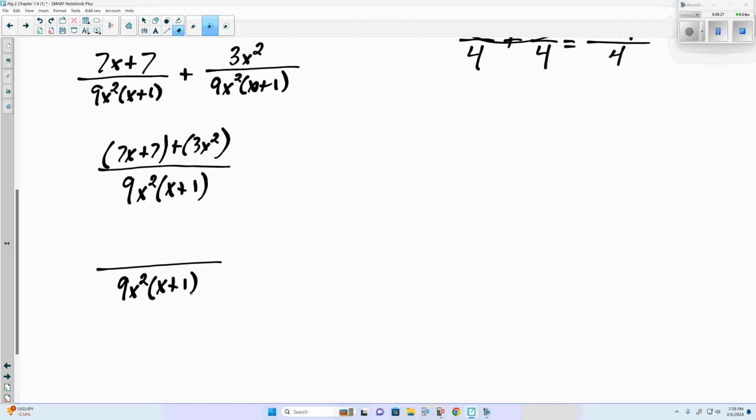Now, since we're adding, we really don't need the parentheses around it, because again, we don't have a sign change, unlike with subtraction. So we could have just said that it was 7x plus 7 plus 3x squared. Now I'm going to rewrite it in standard form, 3x squared plus 7x plus 7. But any questions on any of this here? Any questions on any of this so far?